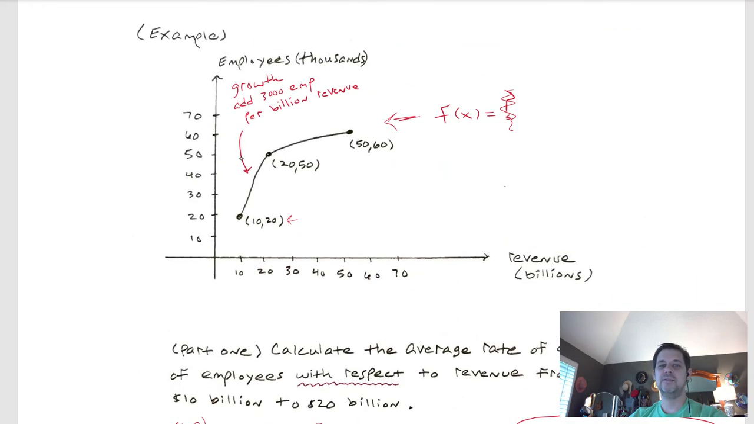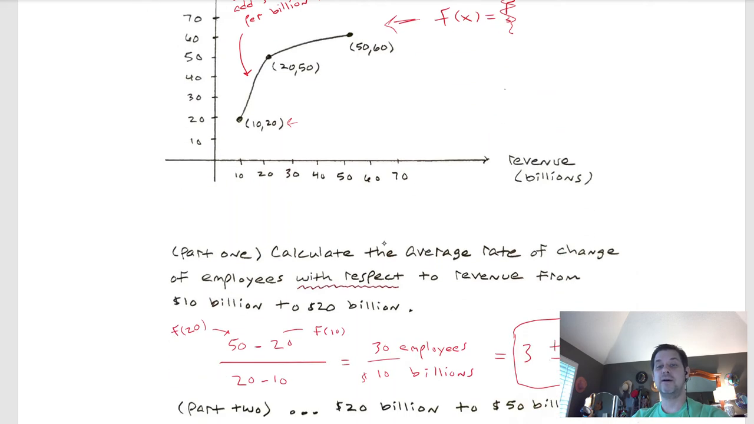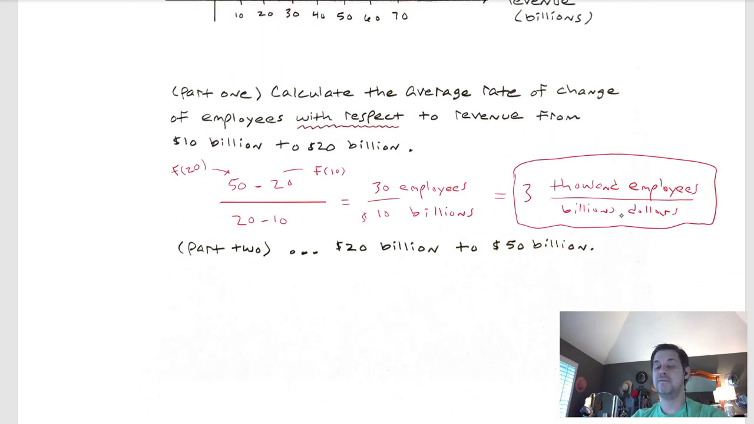Okay? Yeah, so the company's growth phase right here was such that for whatever reason, for every $1 billion of revenue, they had a growth in employment by 3,000 employees. All right, now that's what I wanted to do. I wanted to give you an interpretation for that number.